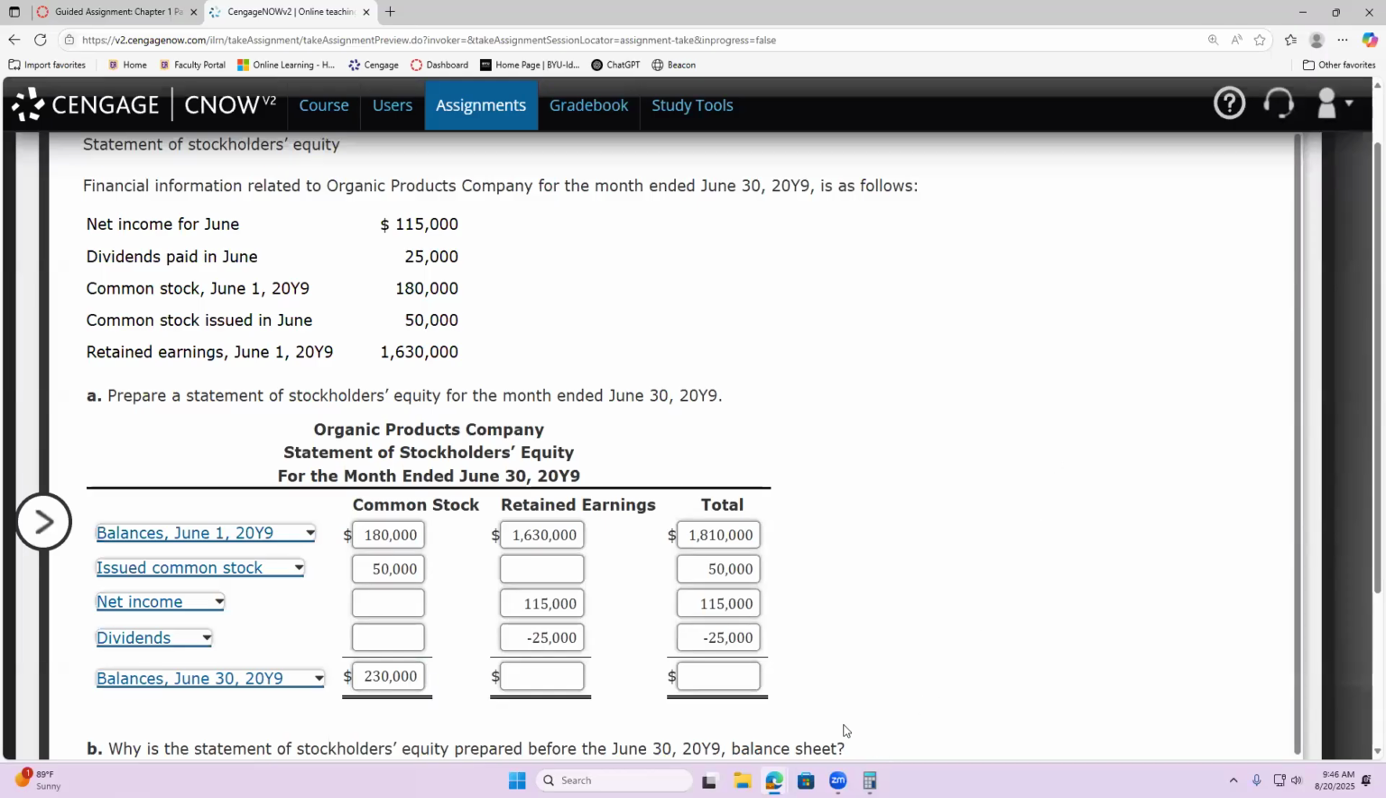Retained earnings. We had a balance of 1,630,000. We added 115,000 and we paid out dividends of 25,000. So it'll be 1,630,000 plus 115 minus 25, which should be 1,720,000. Anybody got that?